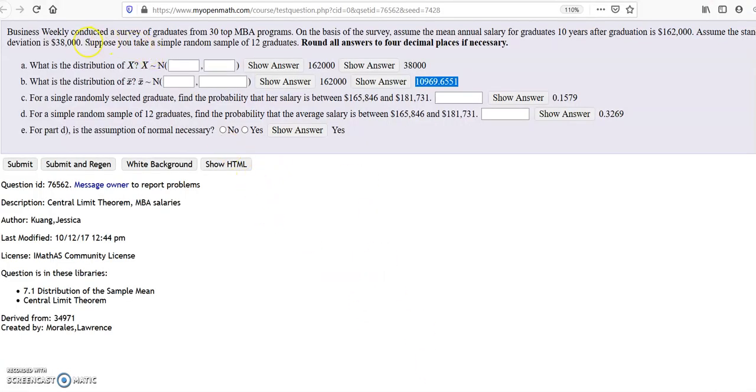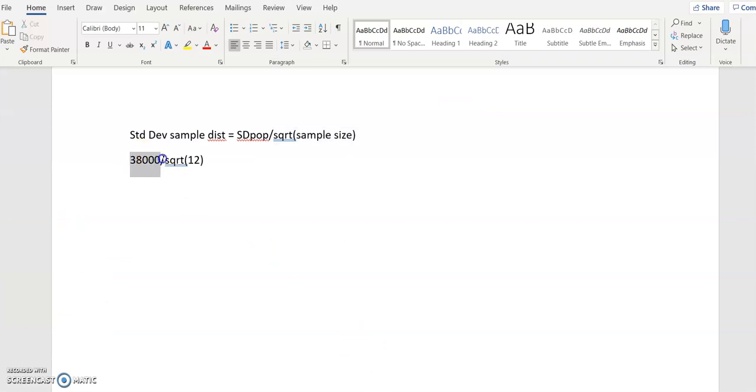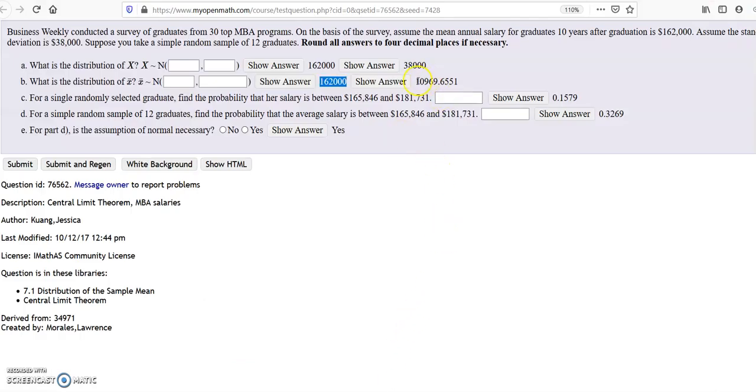So when they went in here, they said, suppose you take a random sample of 12 graduates, all right? That's the sample, okay? So the sample size is 12 of our distribution. So again, the mean is the same. So we take 38,000 divided by the square root of 12, because 12 is the sample size, and 38,000 is the population standard deviation, and we get our standard deviation for the sample distribution of those 12 schools of 10,969,000 and some change, right?